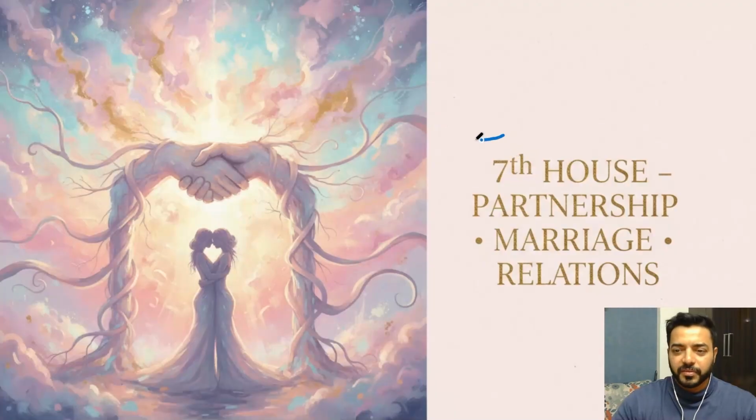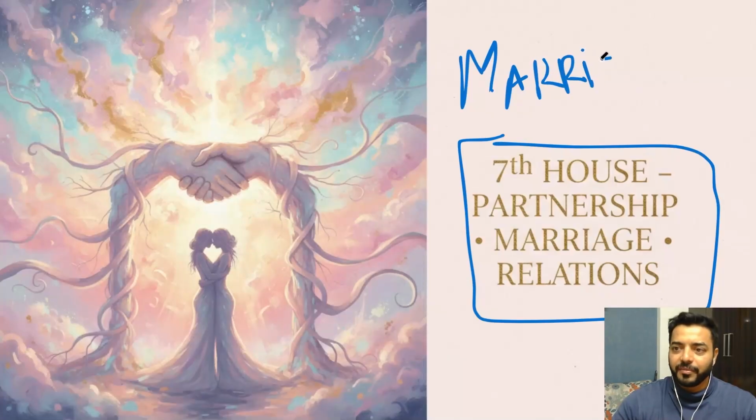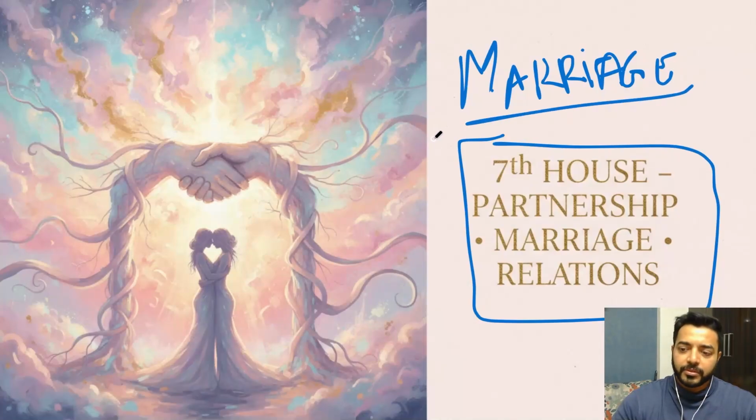Then the simplest of all is the 7th house. 7th house is mostly important for marriage, partnerships, your wife basically, or your business partner, right? So everything related to your partnership, including marriage or your business partner, can be seen through the 7th house, right?